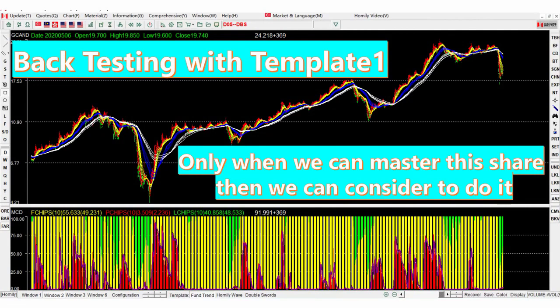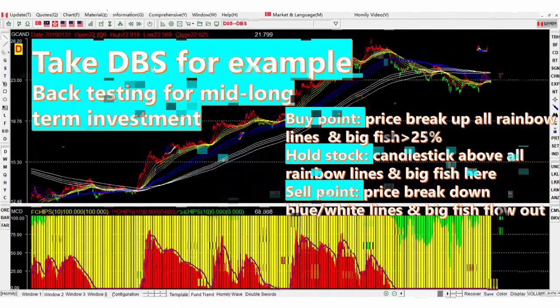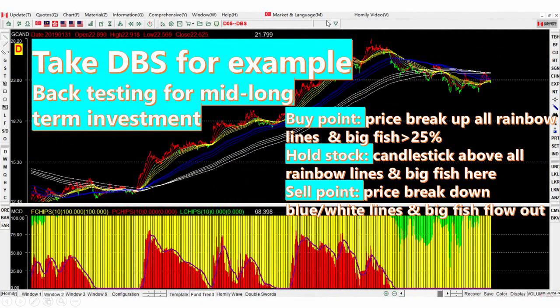We do some back testing. So for any share, for any market, if the pattern can repeat, it means we can follow. If one time we make money, and if we follow and repeat, it means every time we can make money. So this is the operator familiar. We take DBS for example.